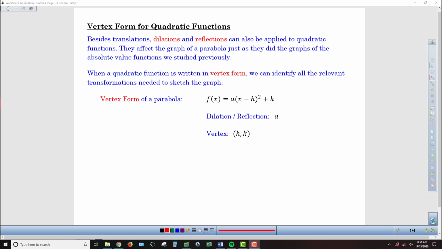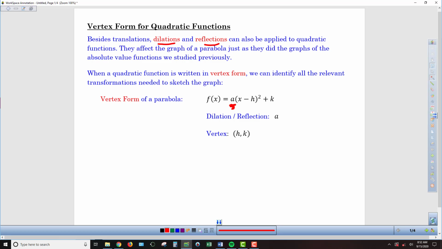We previously looked at the translations, the slides of parabolas moving left and right and up and down. Worked exactly the same way as it did for the absolute value functions that we had studied. And so, of course, we can also dilate and reflect parabolas just like we could those other types of functions. And so, taken together, those translations, adding or subtracting something on the inside of the parentheses to move the graph left and right, adding something on the outside of the parentheses, moving the graph up and down, along with the introduction of a coefficient out in front here that we'll call a.